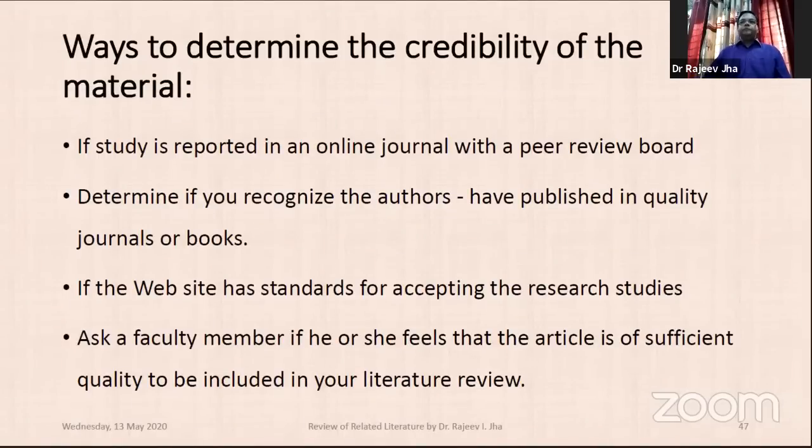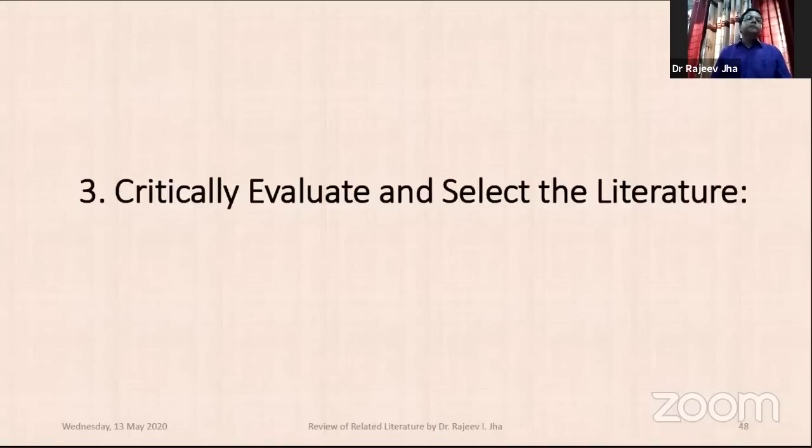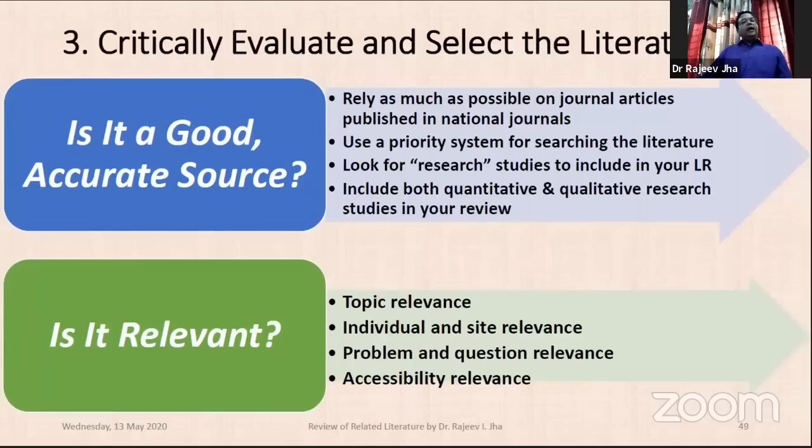Next slide. Now the third step is to critically evaluate and select the literature. This is very important, and we will do it in two ways. First, is it a good, accurate source? And second, is it relevant? So is it a good, accurate source? Rely as much as possible on journal articles published in national journals. Of course, having said that, please remember, these are just guidelines. They cannot ensure the quality.